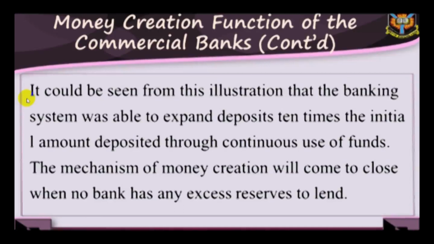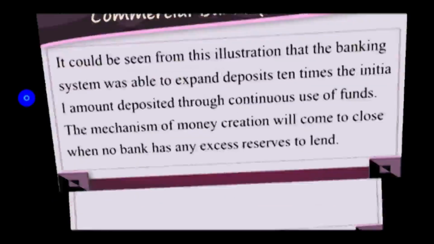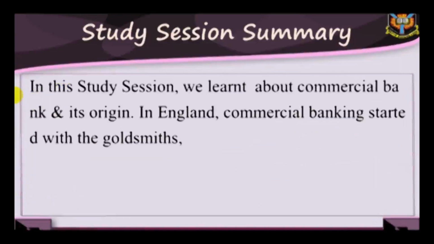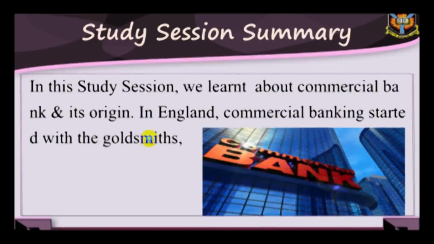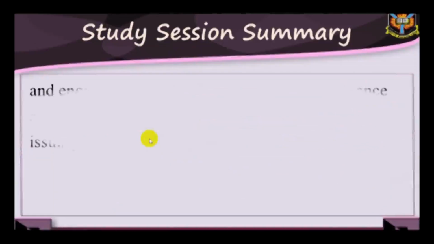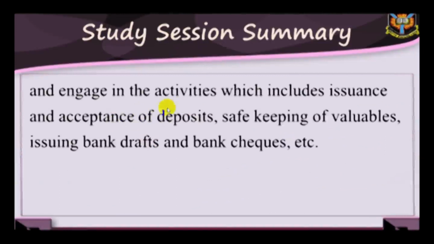Summary. In this study session, you have learned that a commercial bank is a financial institution for receiving, keeping and lending money. In England, commercial banking started with the goldsmiths who developed the practice of storing gold and valuables for safekeeping. Commercial banks engage in the following activities. 1. Processing of payment by way of telegraphic transfer, internet banking or other means. 2. Issuing bank drafts and bank checks.